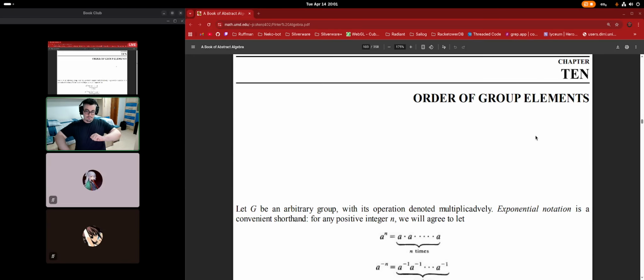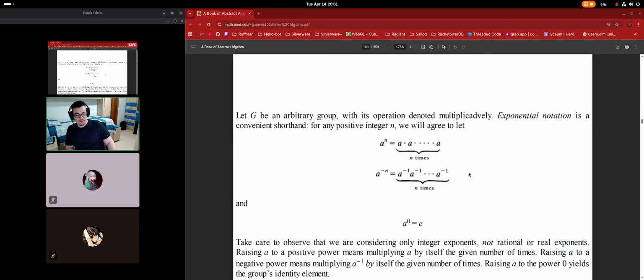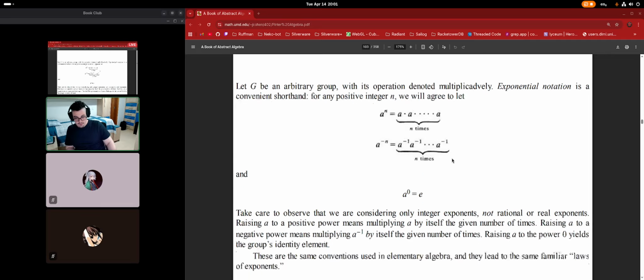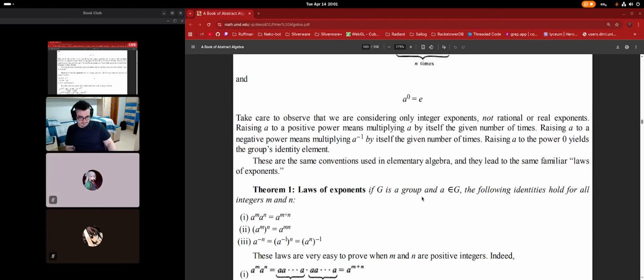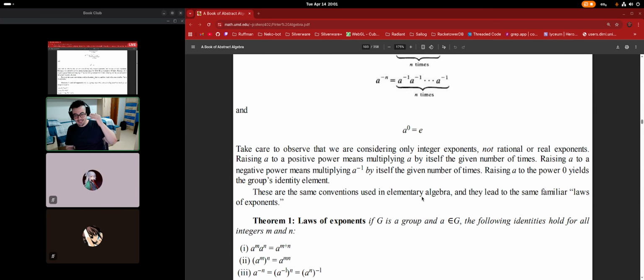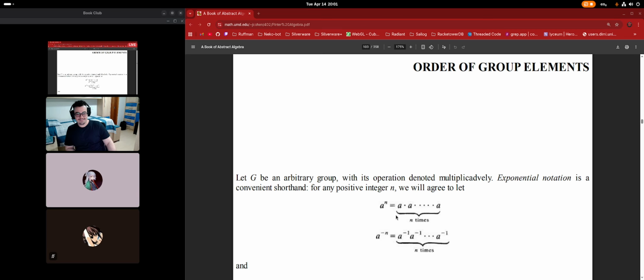Okay, chapter 10, order of group elements. There is a little bit of notation, but funnily enough, this is again the modulo thing, right? Another thing that relates to the modulo operation. Well, you can't escape that.